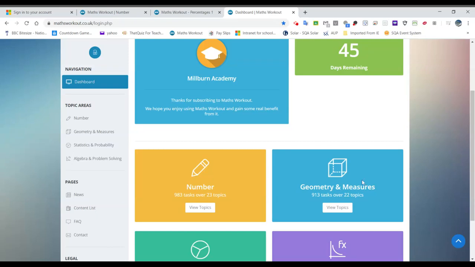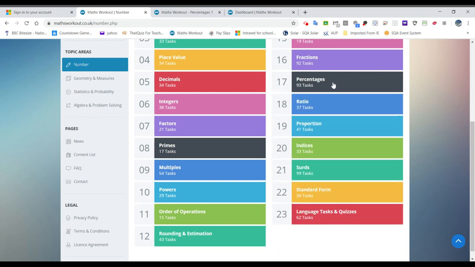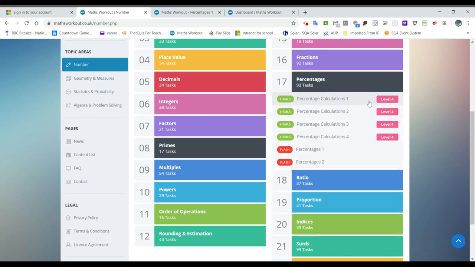Okay, I'm going to show you how to get into the math workout things just now. So we're going to click on number, and then when we open up the number one, then we want to get to percent. So percents is number 17. You can try these if you want, it's just percents again. They are actually in here anyway, so we're just going to go to flash percents one.